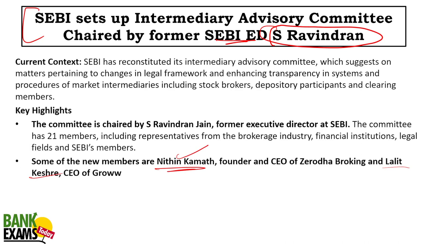brokers, stock brokers. Okay. So this is the advisory committee which would suggest matters pertaining to change in legal framework and enhancing transparency and systems and procedures of market intermediaries. Theek hai. So legal framework mein aur transparency lane ke jo laws banenge, jo rule mein changes aayenge, wo ye committee recommend karegi. So please remember the name of the chairman, that is most important. Intermediary Advisory Committee, this is the name of the committee, what is the purpose of the committee and who's the chairman of the committee. These three things you need to remember.